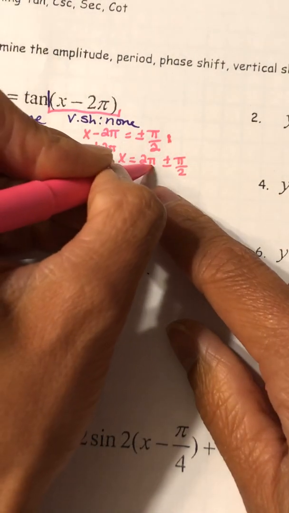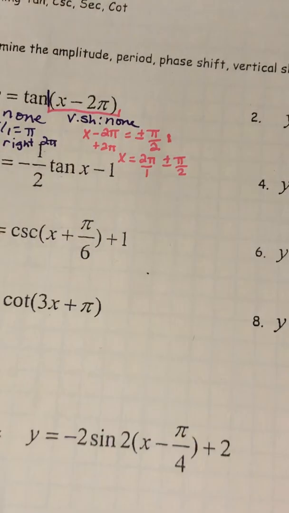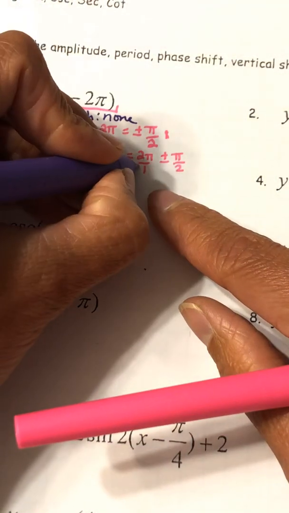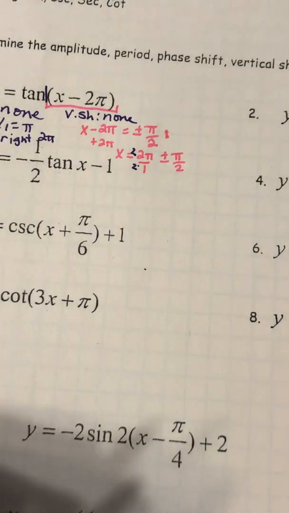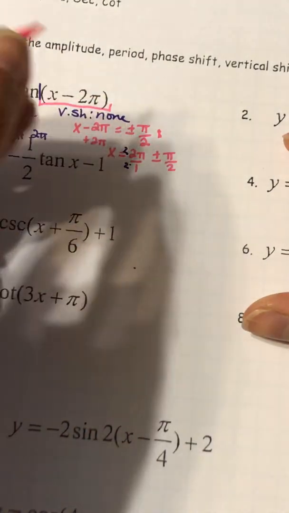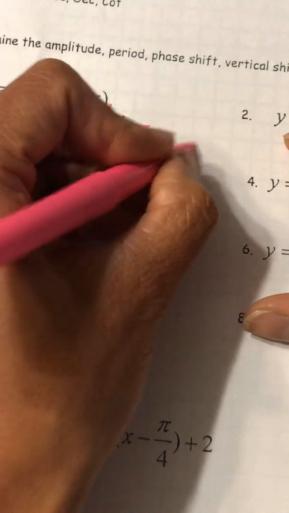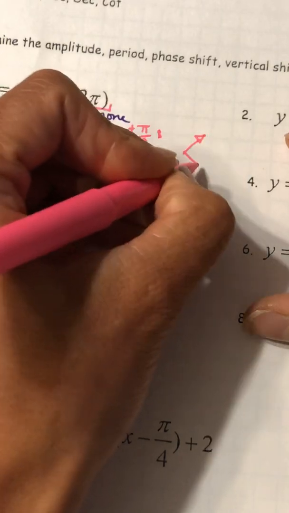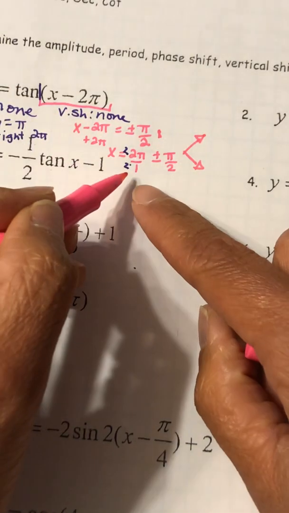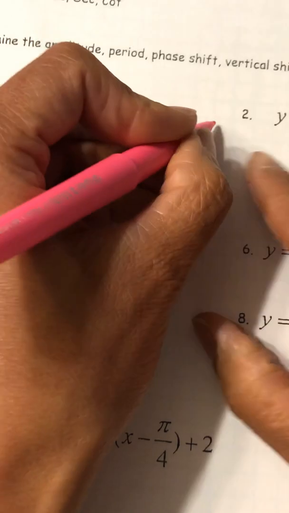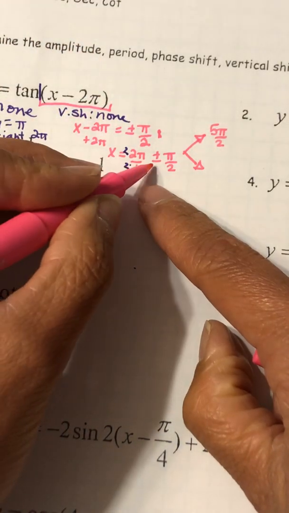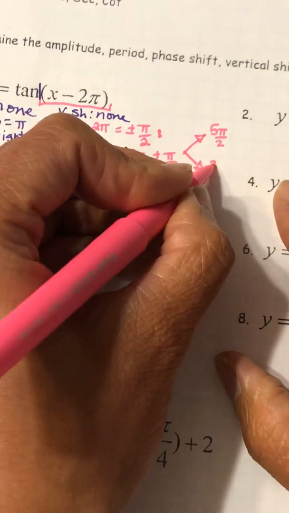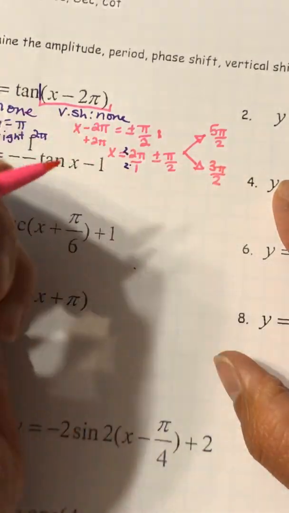And then I'm going to need to get a common denominator. So I'm going to have to multiply top and bottom by 2 here. So I'll have 4 pi over 2 plus or minus pi over 2. So the two asymptotes are going to be, let's draw little up arrows. 4 pi over 2 plus 1 pi over 2 is 5 pi over 2. 4 pi over 2 minus 1 pi over 2 is 3 pi over 2.